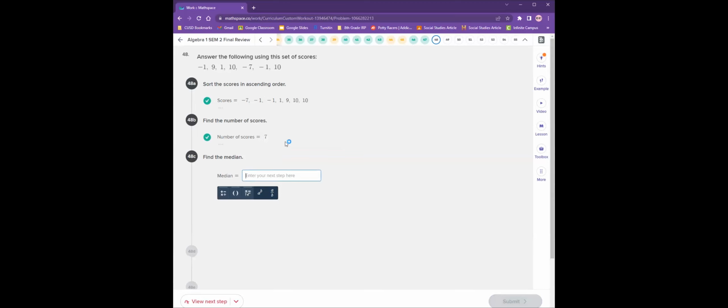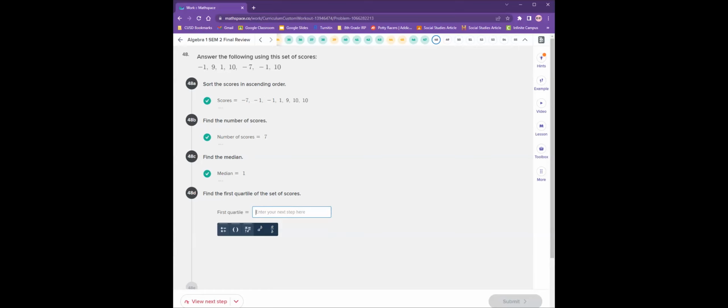Median is 0. Is it not zero? It's between one. How many scores are there? You just wrote it down, 7. So there's an odd number of scores. There's a middle number. The middle number is the fourth one. Oh, one. Yes.